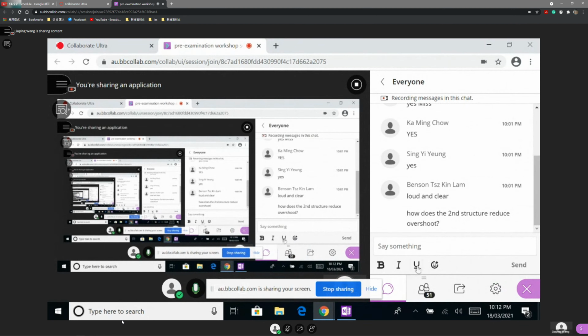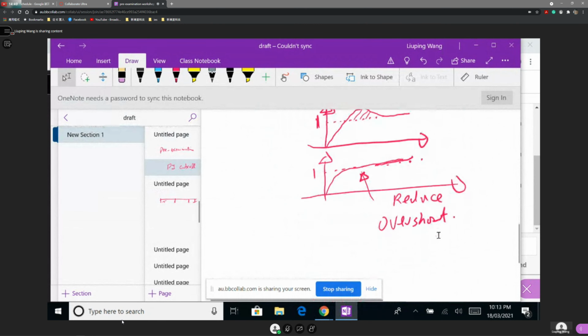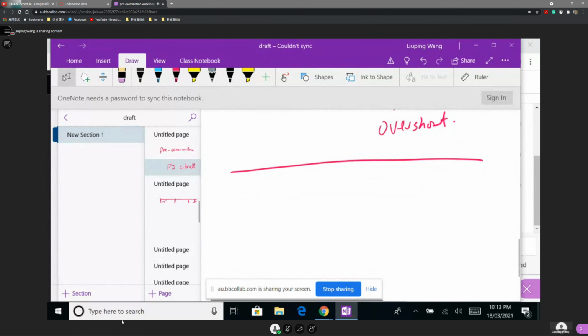How does the second structure reduce overshoot? Because they zero. They don't have a 0. Yeah, that's a good question. So someone asked, how does the second structure reduce overshoot? So let's have a look. Now let's give an example.